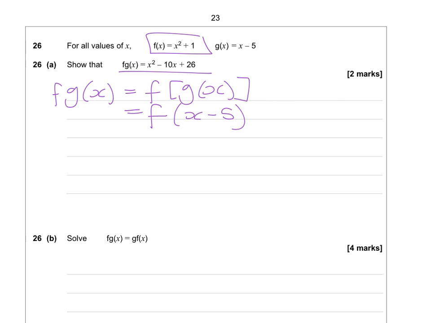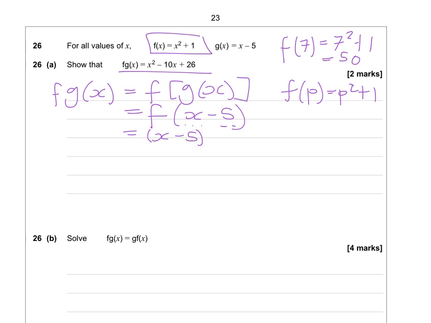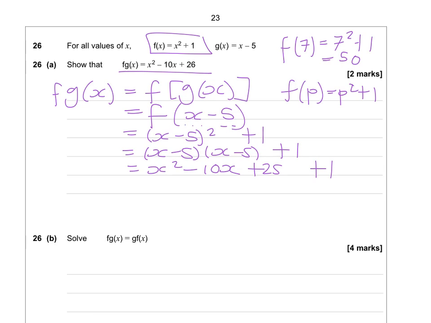The function f says square x and then add 1, or square whatever you are applying the function to and then add 1. So for instance, f of 7 would equal 7 squared plus 1, which is 49 plus 1, which is 50. F of p would be p squared plus 1. F of x minus 5 is x minus 5 all squared plus 1, which is double brackets x minus 5 plus 1, and then expanding our brackets gives us this, which is x squared minus 10x plus 26 at the end.